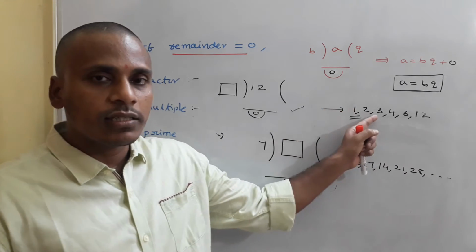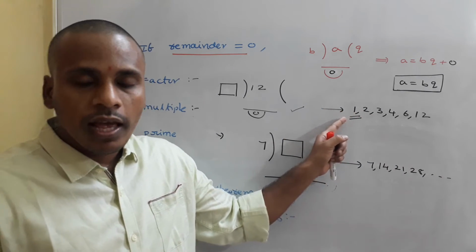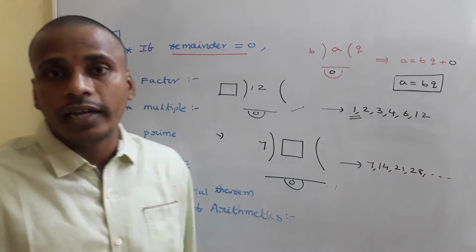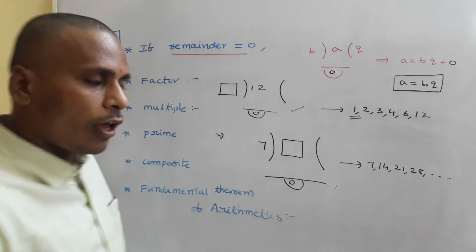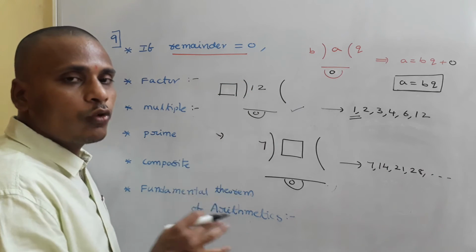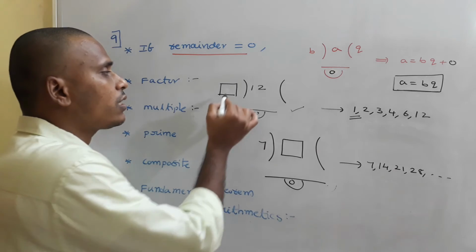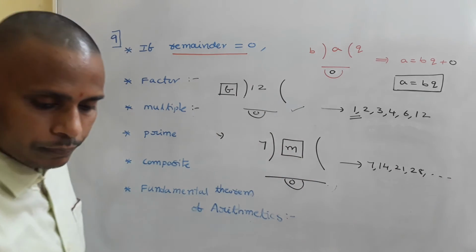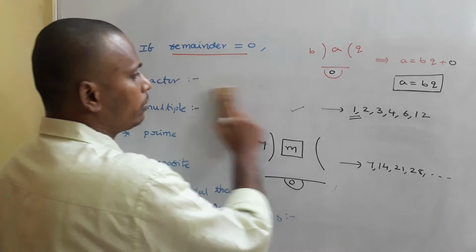Among the factors, 1 is the least factor always. Among the multiples, highest multiple is indeterminate and infinite. Okay. So this is something about factor and multiple. From the total discussion, you need to memorize that this is the position of factor and this is the position of multiple. Right. And the next thing is about prime numbers.